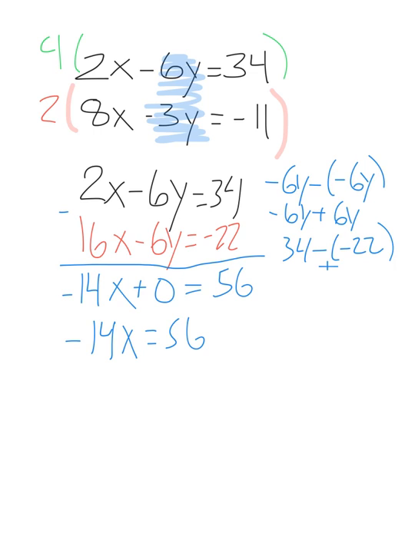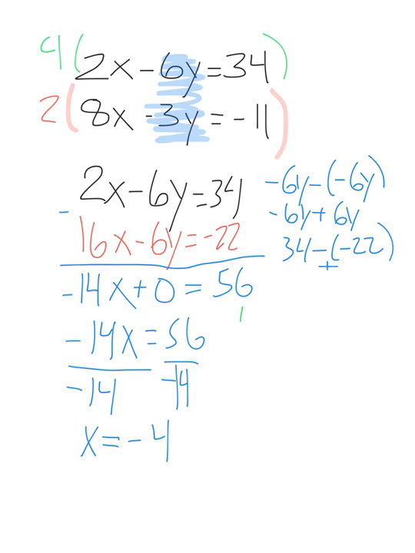Now my last and final step is to isolate x. In order to do that, I have to divide each side by negative 14. Negative 14 divided by negative 14 would give us positive x, so we solve for x. 56 divided by negative 14 would give us, be careful, it's a positive divided by a negative. That would leave us with negative 4.